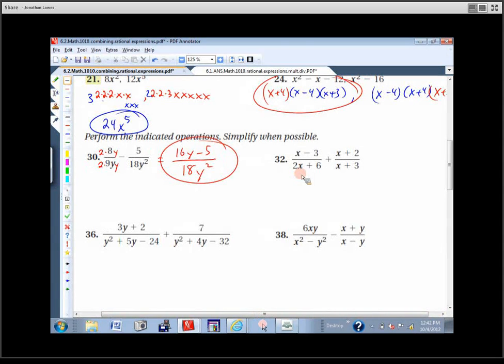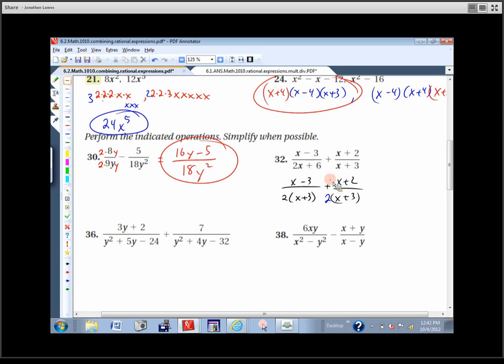If I'm going to make these the same, the first thing I do is I would factor the denominator. So I'd take out a 2, I'm left with an x plus 3. Does this one need anything? No. Does this one need anything? Yes. It does. It needs a 2, so I'm going to put a 2 on the top and the bottom.